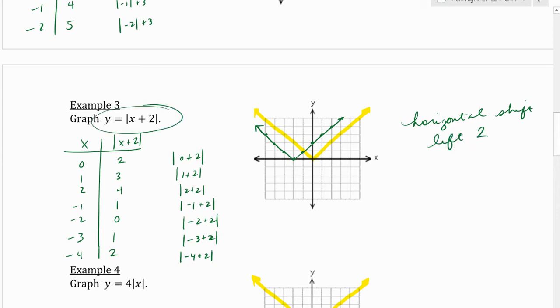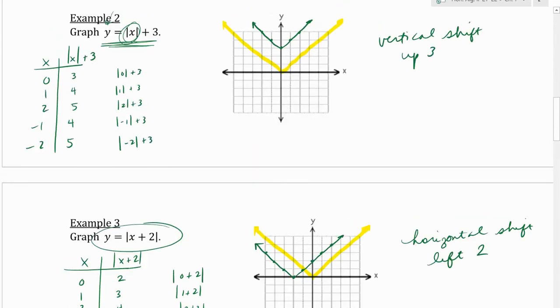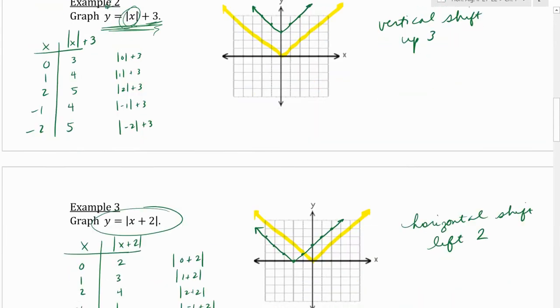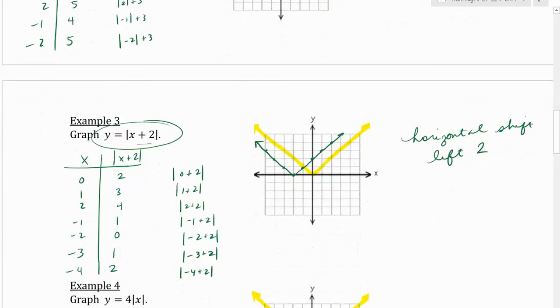So go back and look up here. Let's compare these. If I just stuck a plus 3 out on the end, it picked it up and moved it up 3 places. To go 2 places to the left, though, look, I have a plus 2, but it's not out on the end. It's in there with the x. Because I always think about what x value I have to put in there for the parent function's y value, where the point of the v is at 0, to equal 0. Well, I'd have to put in a negative 2, so I'd get the 0 in there to take the absolute value. That means I'd have to move everything 2 places to the left.